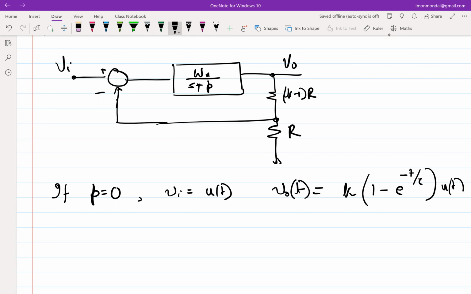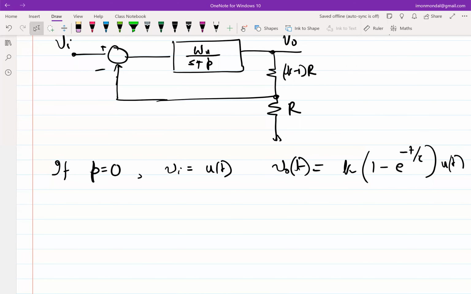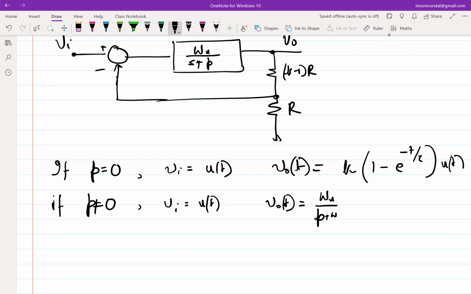Okay, fine, good. So what is it now for generic P? Generic P will be omega u by P dash, where P dash is basically P plus omega u by k. What is P dash? P dash is basically P plus omega u by k. Then 1 minus e to the power minus P dash t.